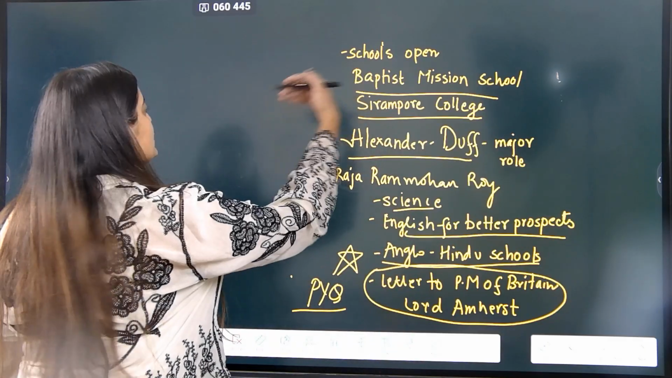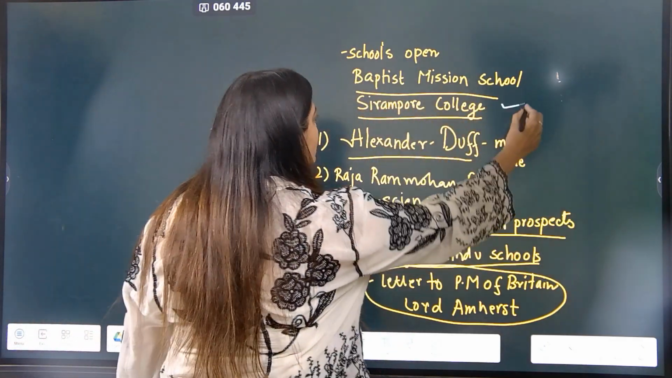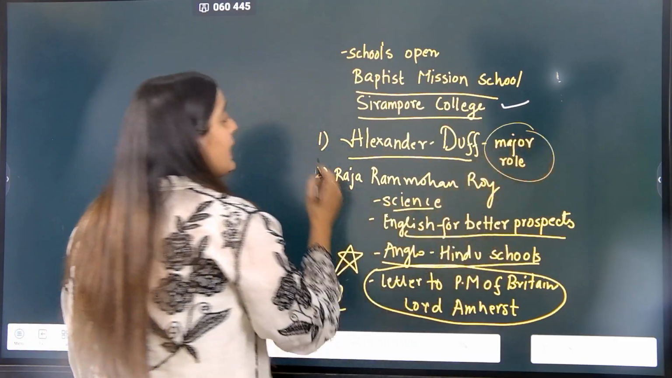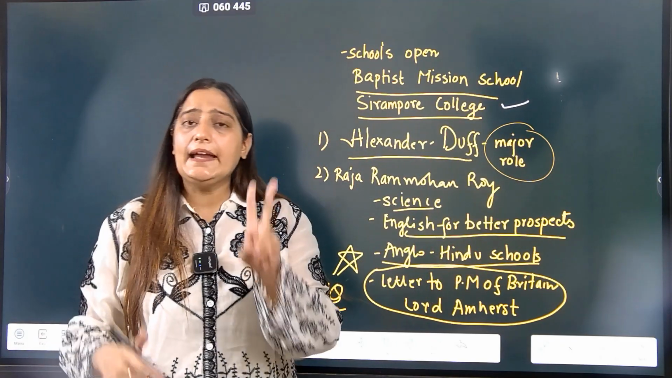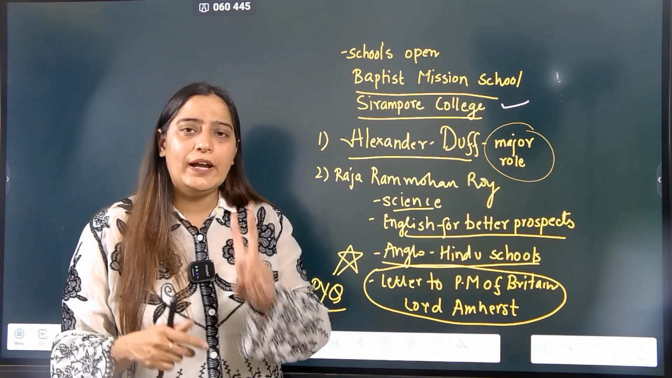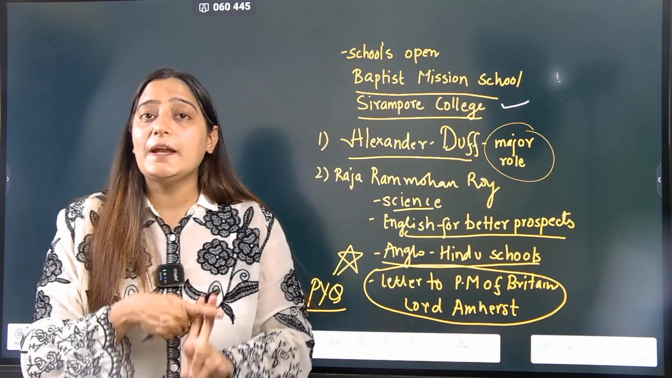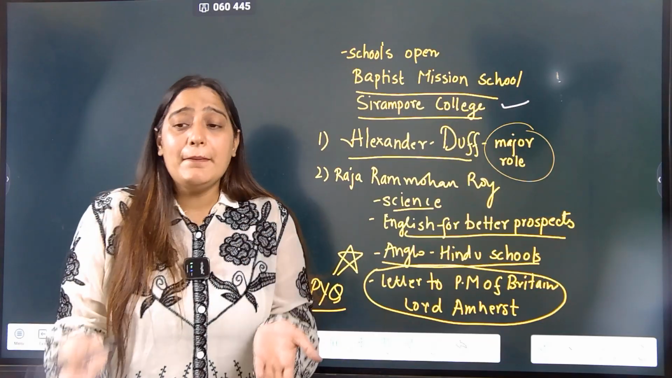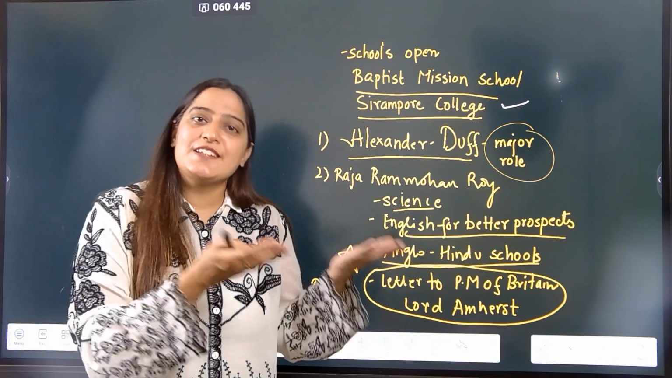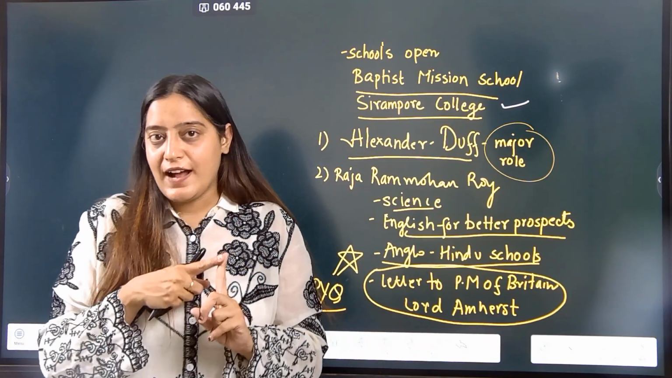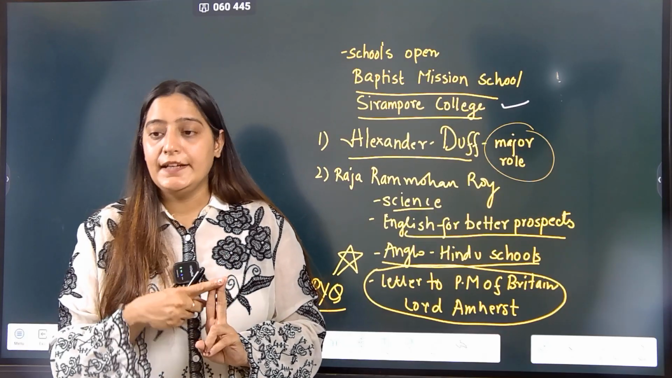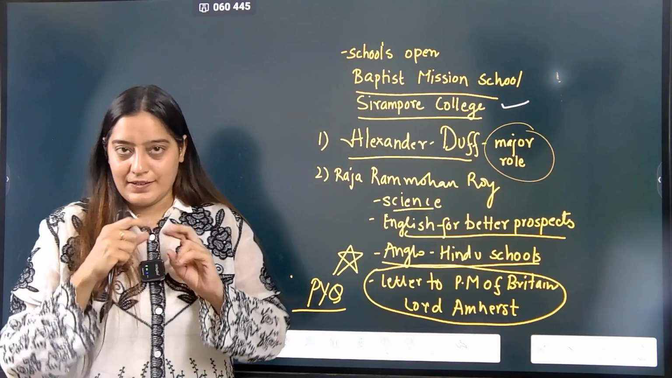So many schools were opened, like the Baptist Mission School and Serampore College. Alexander Duff played a major role, and two Indian nationalists also played a vital role in the implementation of the English language in India. Who? Raja Ram Mohan Roy or M.K. Gandhi, Mahatma Gandhi, Mohandas Karamchand.